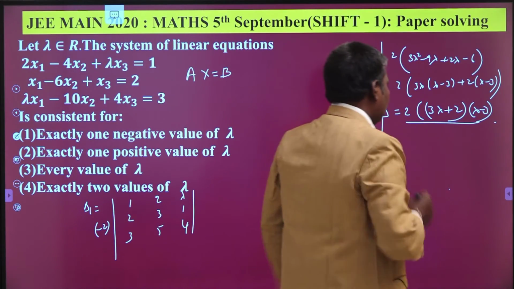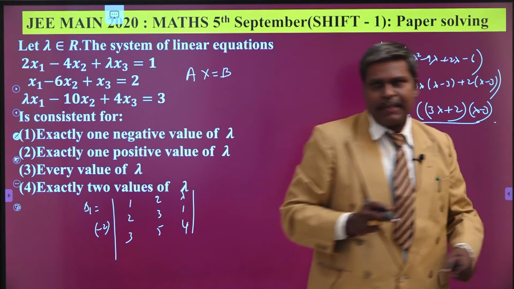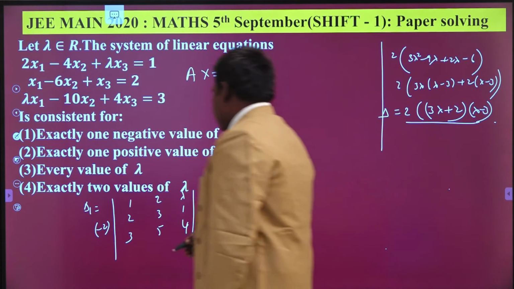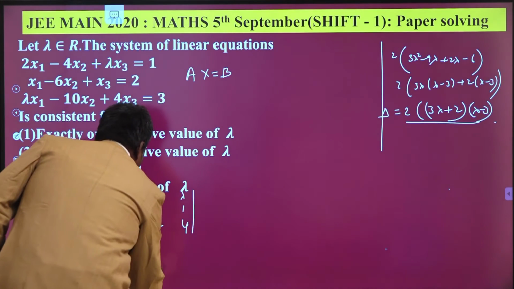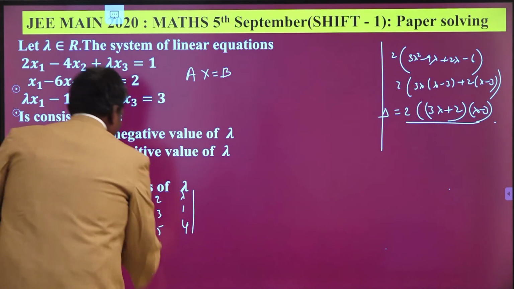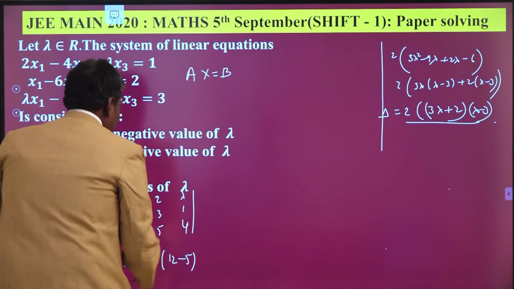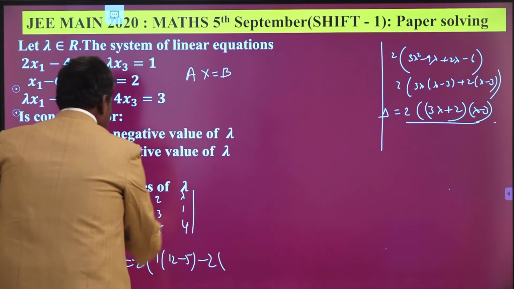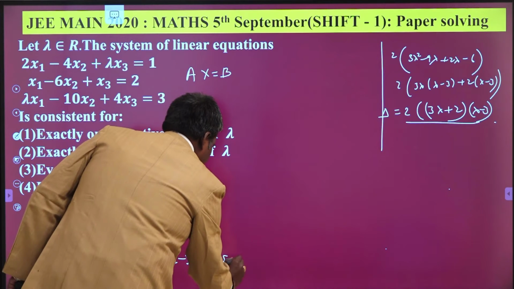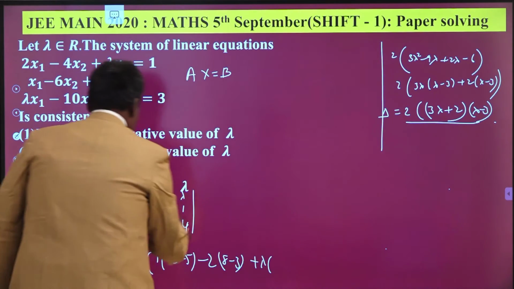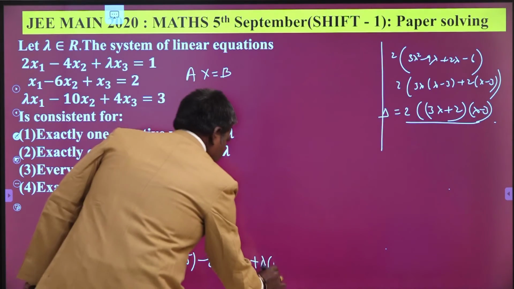Delta is equal to 2 times (3 lambda plus 2) into (lambda minus 3). I am going to find delta 1 now. This is nothing but minus 2 times (1 into 12 minus 5) minus 2 times (8 minus 3) plus lambda times (10 minus 9), that is 1.